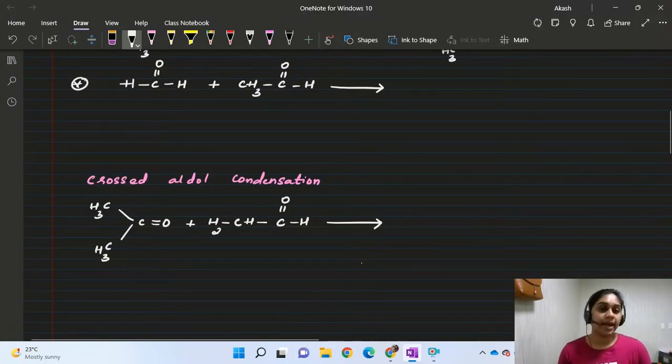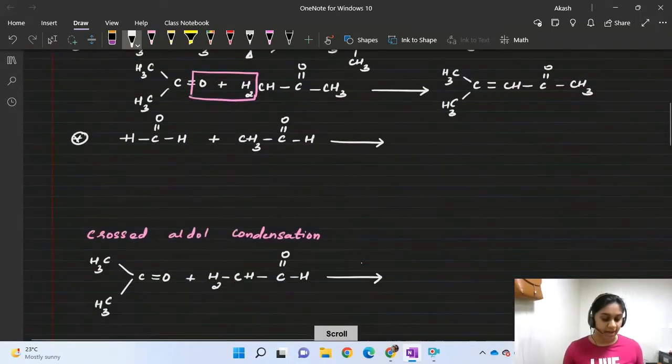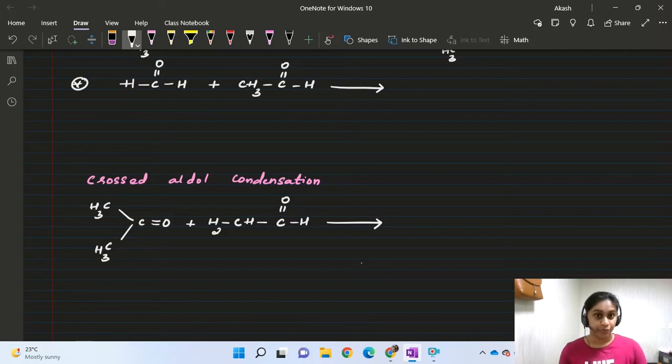In this third example, this is a cross aldol condensation. In the first two cases, we have taken a simple aldol condensation where two of the same aldehyde or ketone are undergoing condensation. Whereas in the third example, I am taking formaldehyde and acetaldehyde. So here you will get a confusion. Remember, I told you the one which has an alpha hydrogen will undergo this condensation reaction.